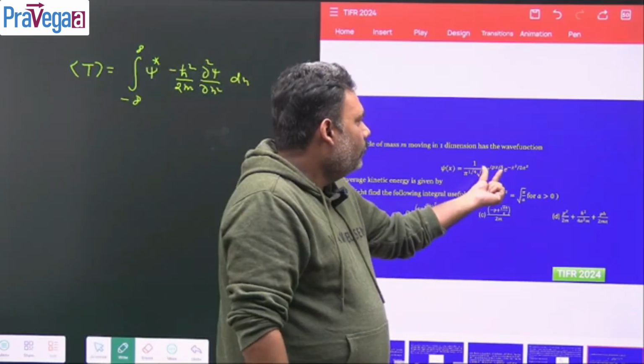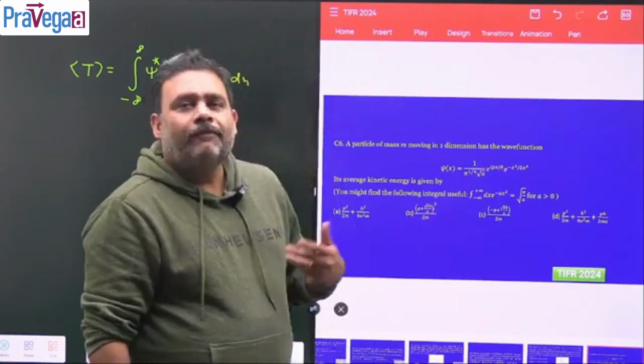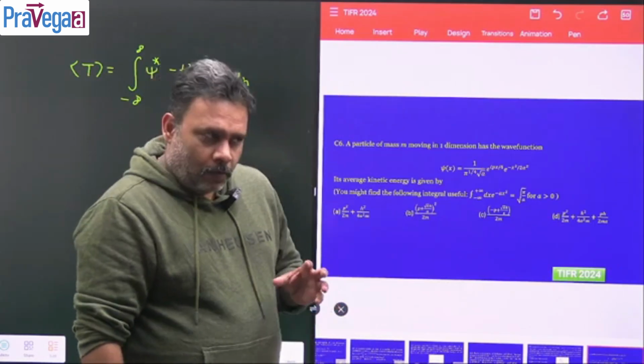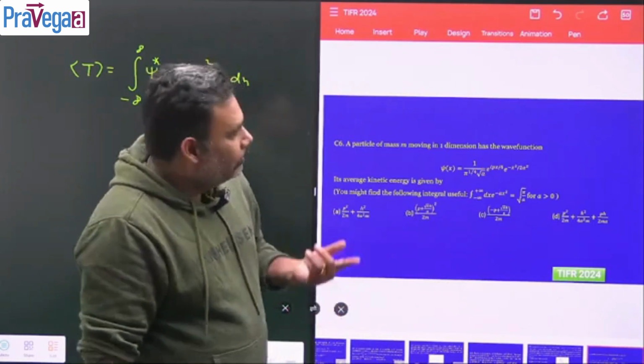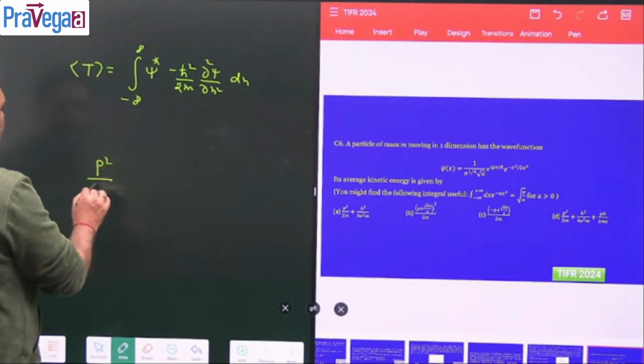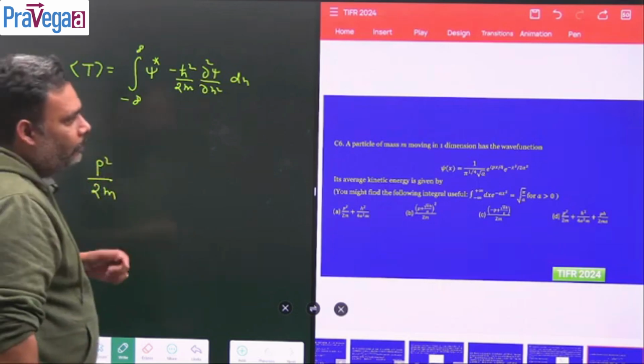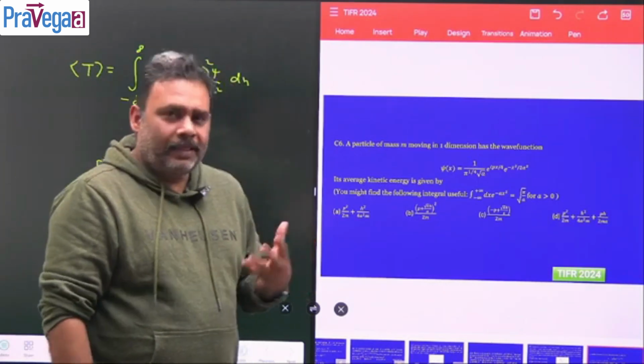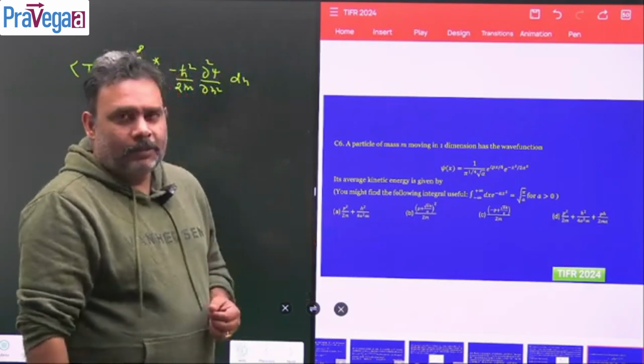So here e to the power i px upon h cut is the wave function related to a free particle. So what will be the kinetic energy associated to this? The kinetic energy associated to this is p square upon 2m. We all know if your wave function is e to the power i px, then it has kinetic energy p square upon 2m.